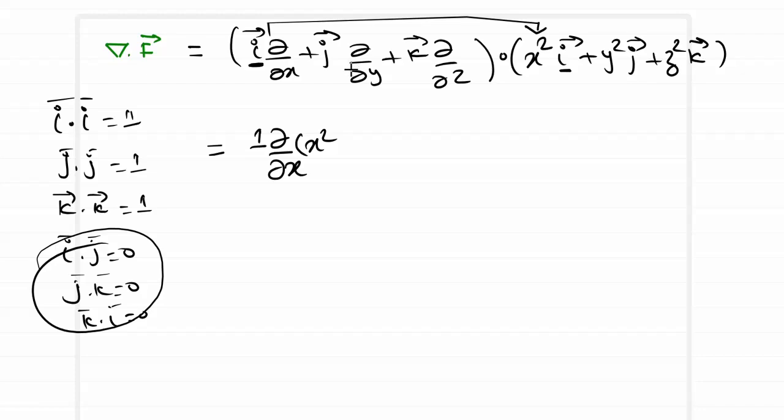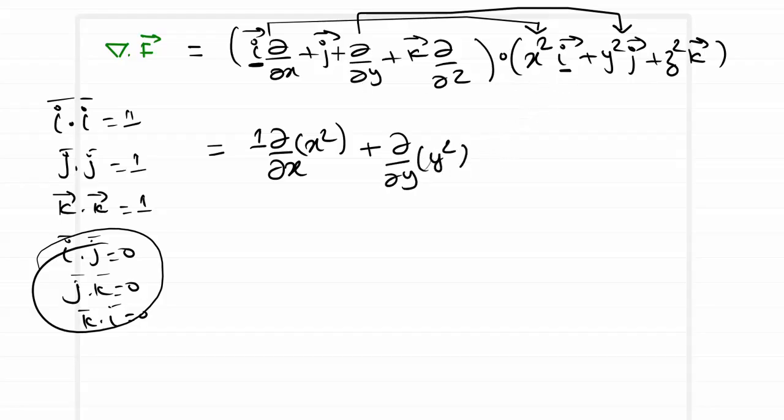Now let us move to the second component. j dot i. j dot i is 0. So what will happen to the next term? j dot j. What is j dot j? j dot j is 1. So what I will have is ∂/∂y of y squared.